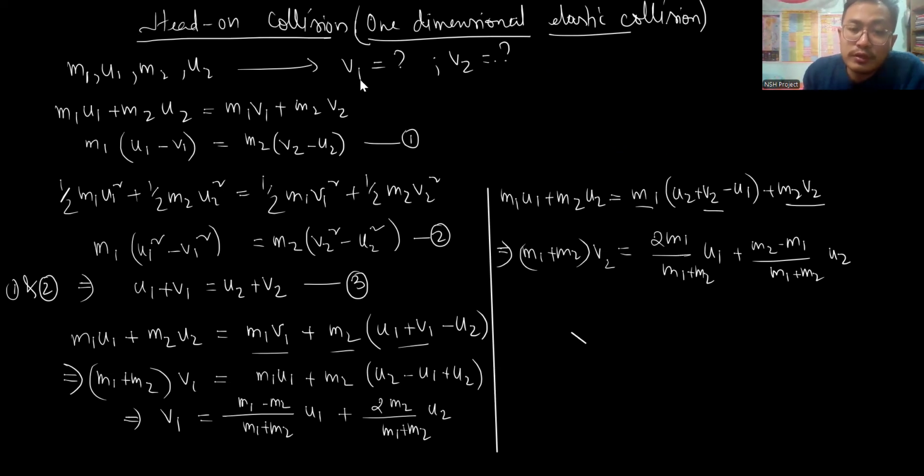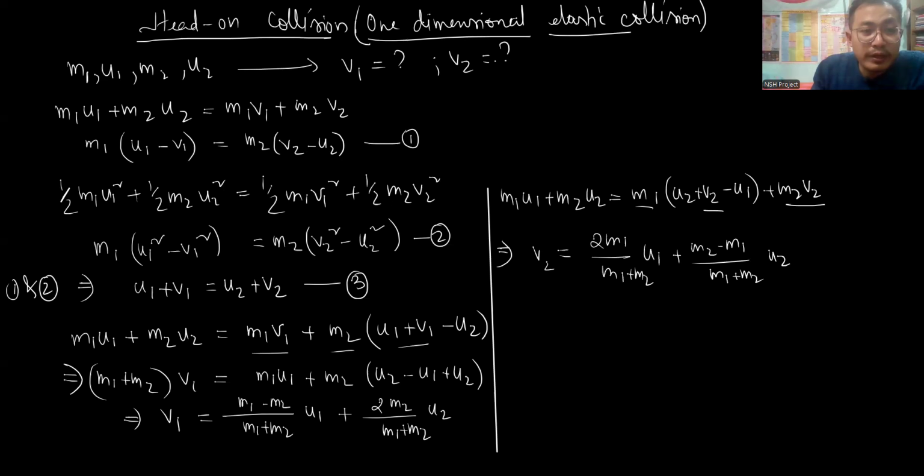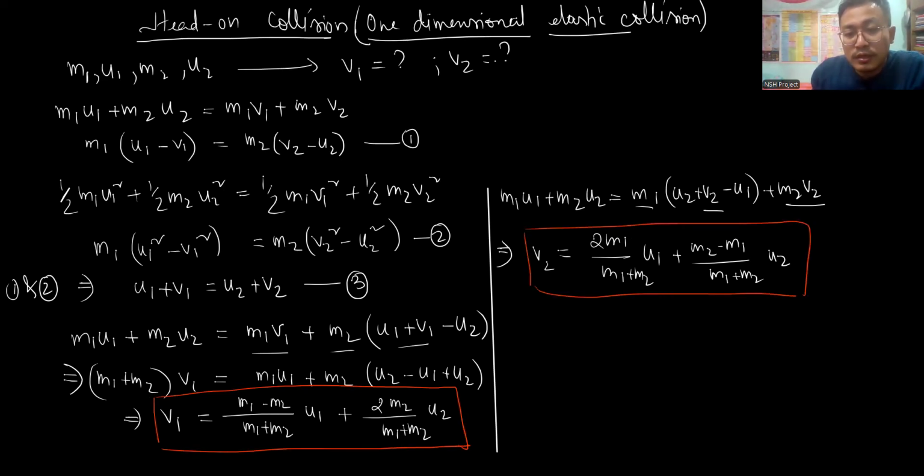So now we have the formula for v1 and v2. To remember the pattern: for v1, the u1 term has m1 minus m2 over m1 plus m2, and u2 has 2m2 in the numerator with denominator m1 plus m2. For v2, the u2 term has m2 minus m1, and u1 has 2m1. So this is the formula for final velocity v1 and v2 in head on collision.